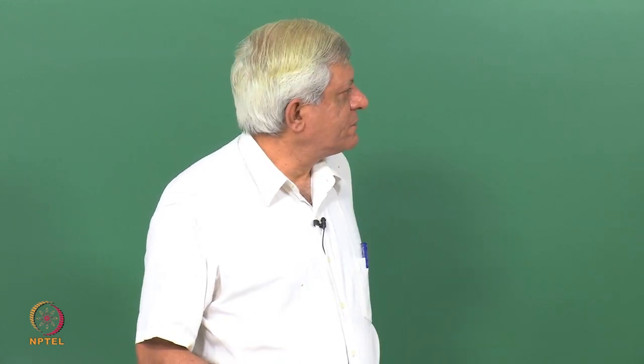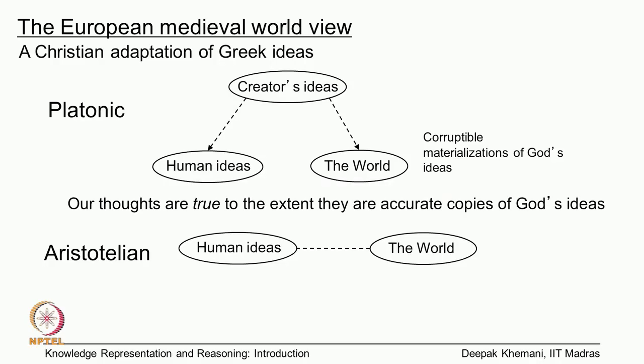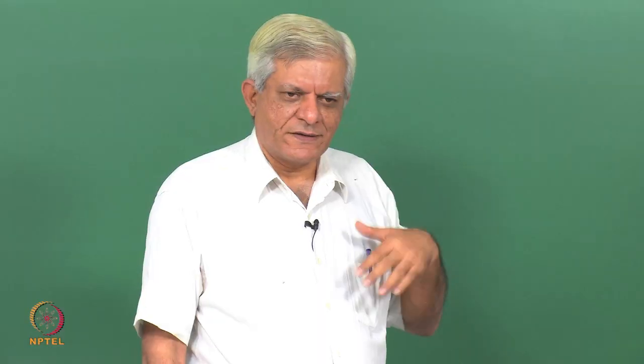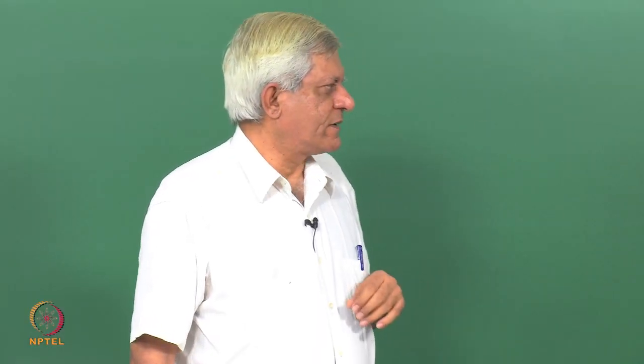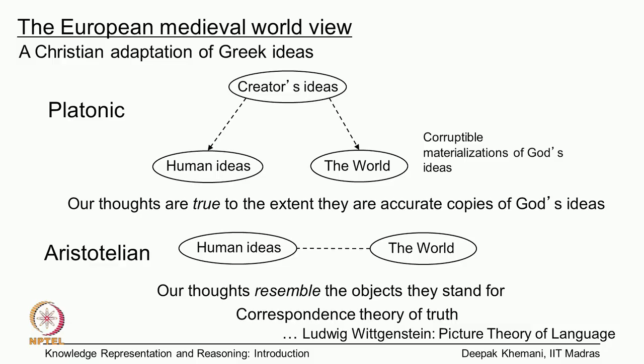So, that was Plato. His disciple and successor Aristotle did away with the notion of a creator, and he says that human ideas basically resemble the objects they stand for essentially. This is known as the correspondence theory of truth. So, if you are seeing something and thinking about that, then the fact that you are thinking about it is related to the truth value essentially. And much later the philosopher Wittgenstein created what he called a picture theory of language, in which he says that you create memories or thoughts which are kind of pictures of things that you see essentially.